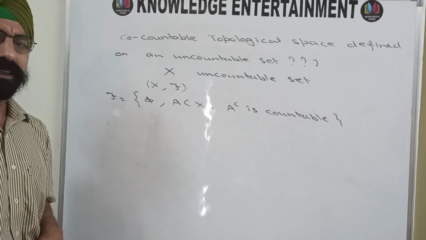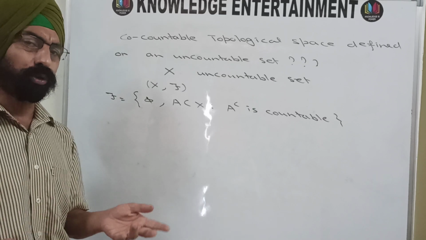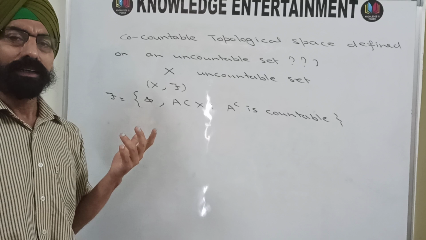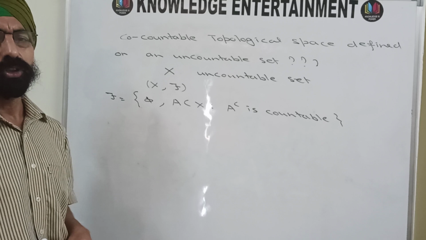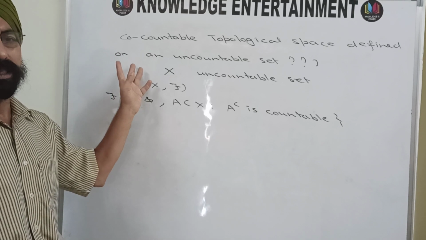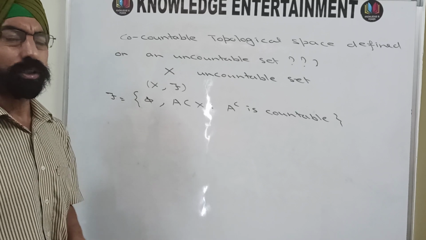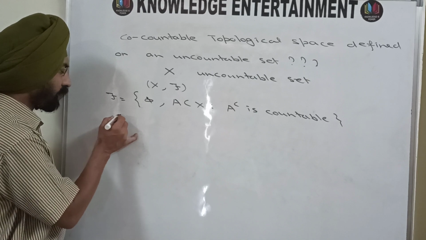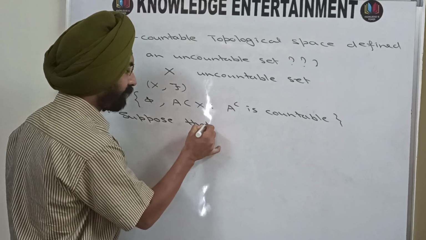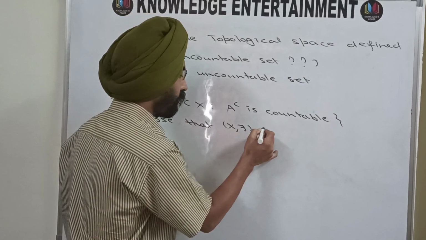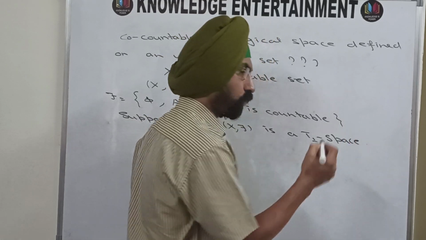So how will we prove that? We will prove it by the method of contradiction. So first we will suppose that it is a T2 space, a Hausdorff space, and then we will arrive at some contradiction showing that this topological space, that means the co-countable topological space, is not a T2 space. So first I suppose that X tau is a T2 space.